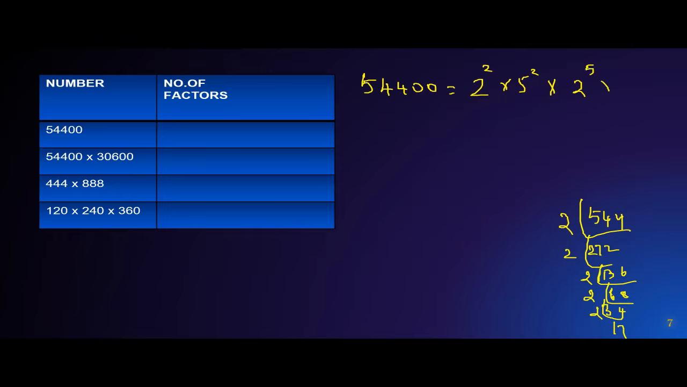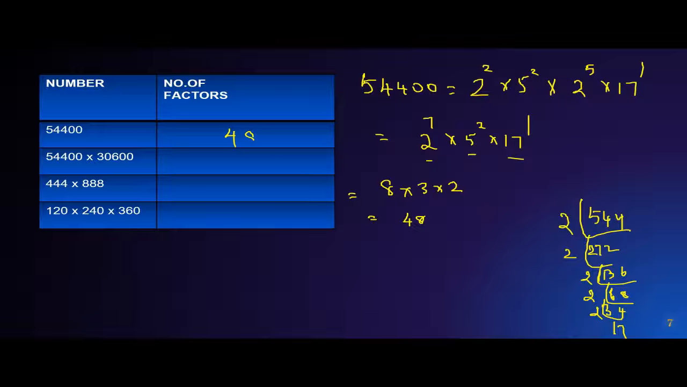Now let us consolidate. I'm going to add all the 2's. I already have 5 in this and 2 here. So 2 power 7 into 5 square into 17 power 1. So A per P into B per Q into C per R. Now we'll just have to add 1 to all the numbers in the powers and multiply them. So 7 plus 1 is 8 and 2 plus 1 is 3 and then 1 plus 1 is 2. So 3 times 2 is 6, 6 times 8 is 48. So there are totally 48 factors for 54,400.